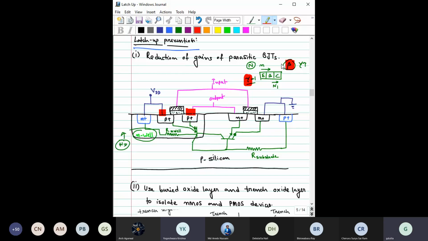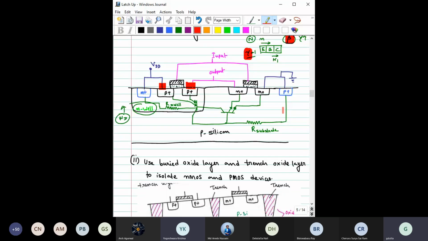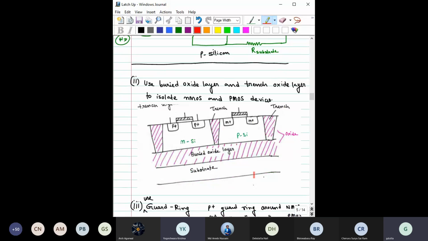Yes, very good. So one suggestion is, can we insulate these two transistors? Then probably we would be able to isolate these two parasitic transistors. Yes, that is the technique that has actually already been used. So here, the first thing we have to use is a buried oxide, meaning an underneath oxide layer. And you also use this trench oxide. This trench oxide we have already discussed regarding the device isolation part, how to isolate PMOS and NMOS by using trench isolation.